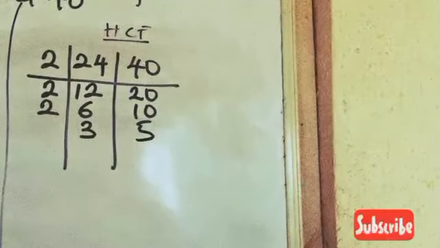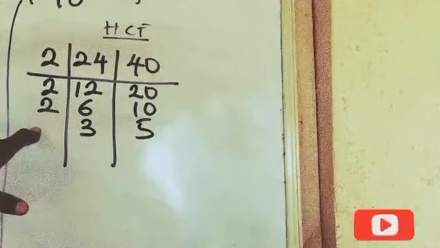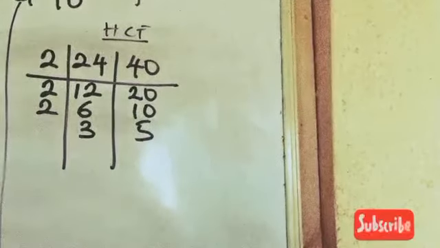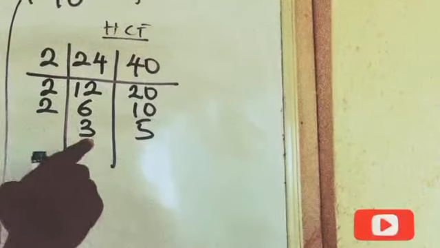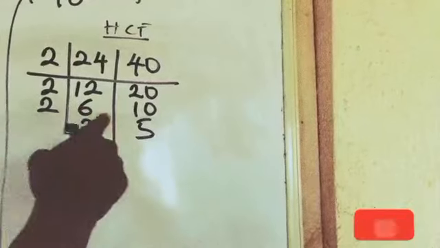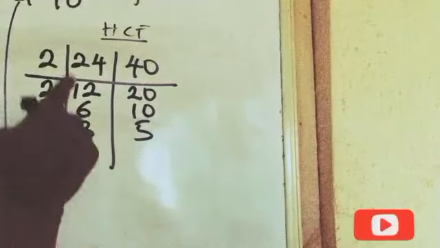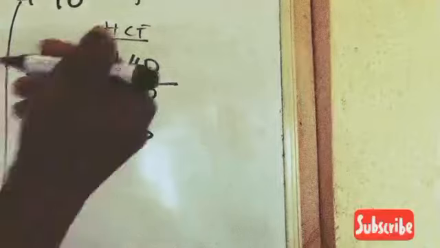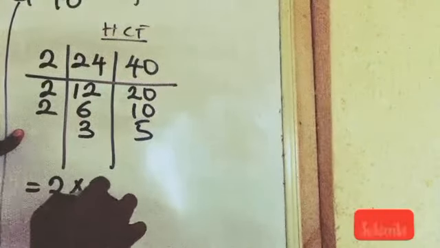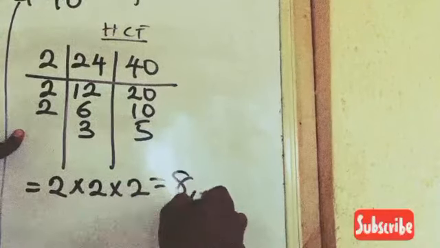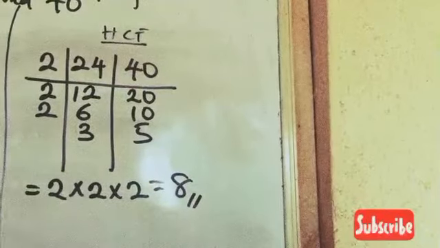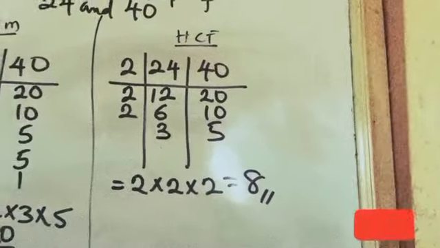Now when you look at the board, you realize that 2 cannot divide 3, and 2 cannot divide 5. Even if I use my 3, 3 can only divide this 3, but 3 cannot divide 5. And even if I use my 5, 5 can only divide 5, but 5 cannot divide 3. So this leaves us with our final answer. We say our final answer is 2 times 2 times 2, which is 8.